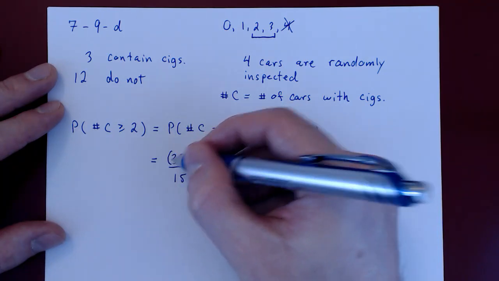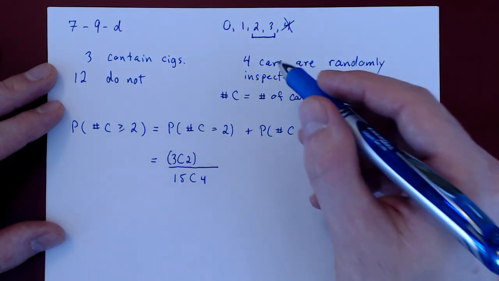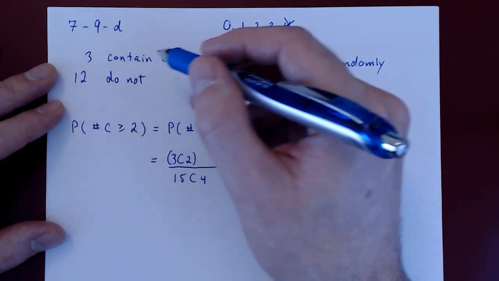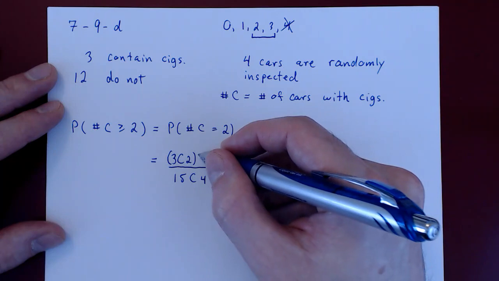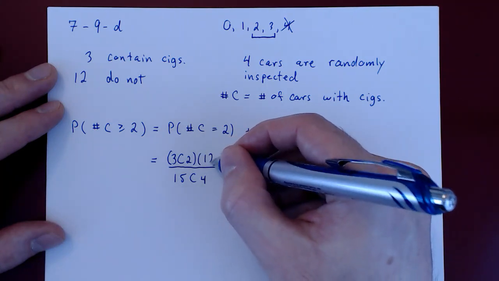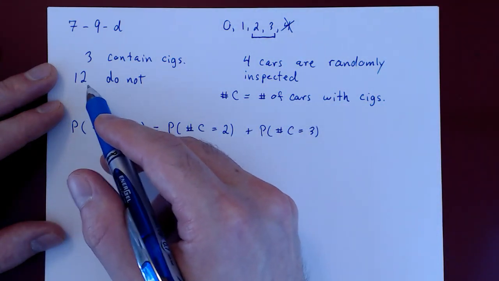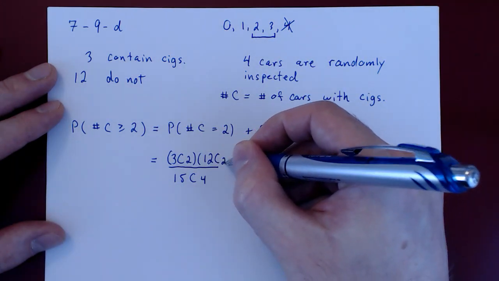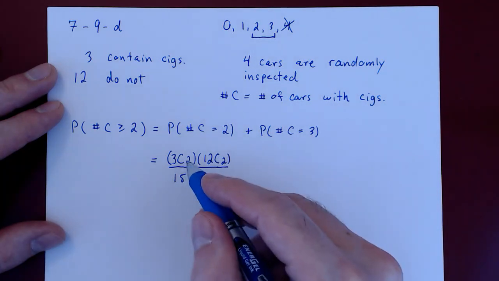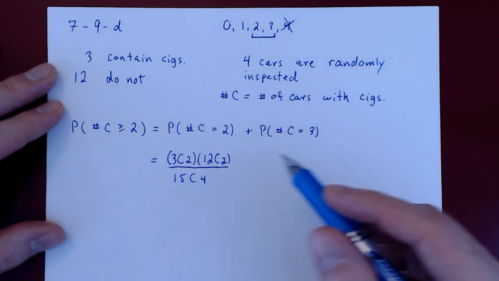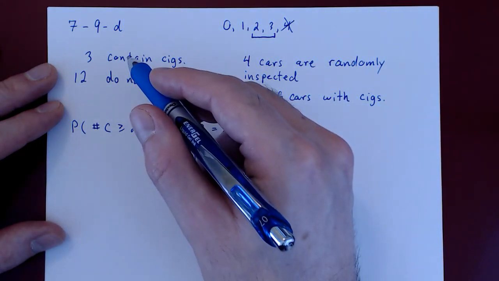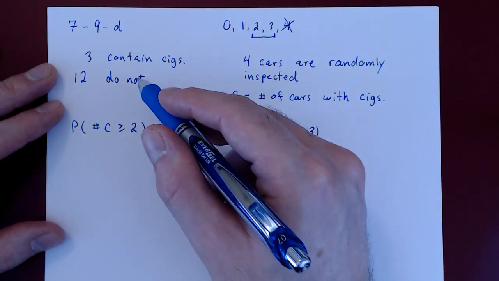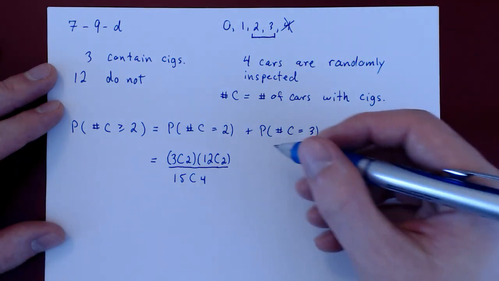And this is not all. We are choosing 4 cars in total. So out of the 3 that contain cigarettes, we choose 2, and times, therefore, out of the 12 that do not contain cigarettes, we choose the remaining 2. Again, because in total we have to choose 4 cars: 2 that contain cigarettes out of the possible 3, 2 that do not contain cigarettes out of the possible 12.